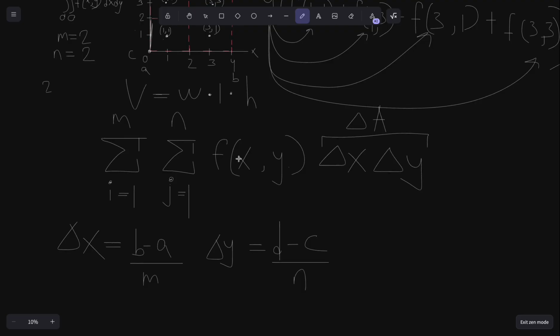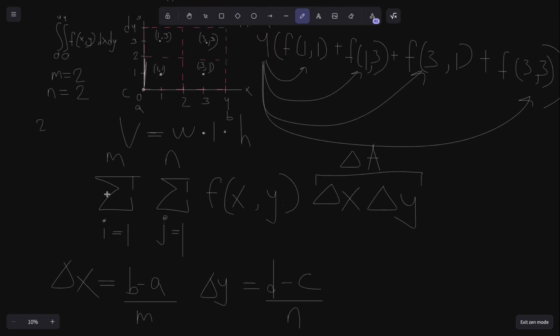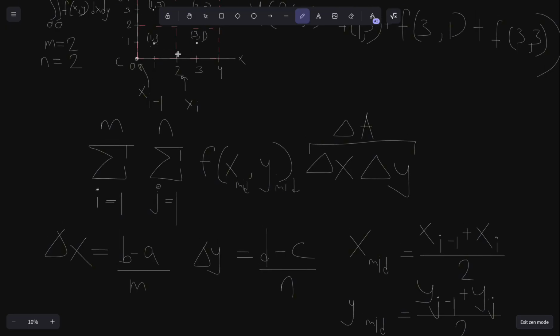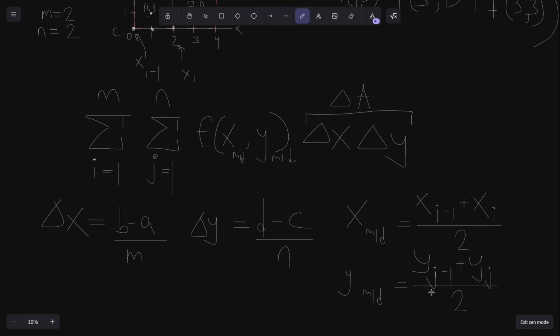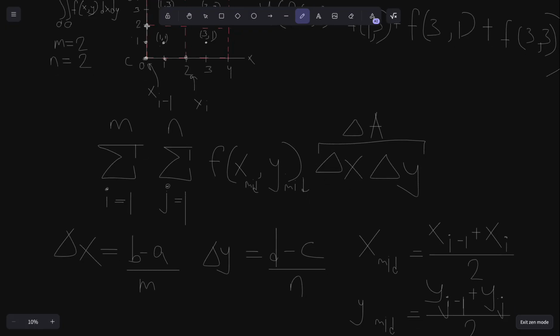So how can we represent the height of that specific function? Well, I know that the height of the function has to be related to the actual function itself, f(x, y). But what do I put in here? Well, what is the midpoint here? So x sub i minus 1, right? If we were focusing on this first rectangle here, x sub i minus 1 would be 0, and x sub i would be 2. Take the average, and then you do the same thing for the y value: y sub j minus 1 would be 0, y sub j would just be 2, and the midpoint would be 0 plus 2 divided by 2, which is 1.